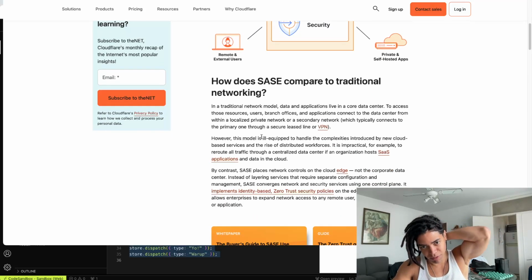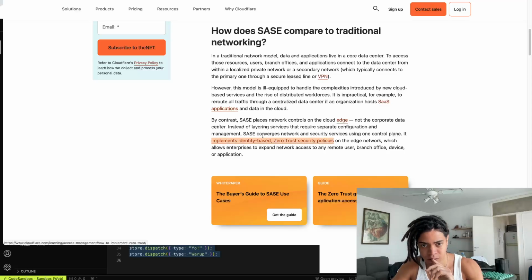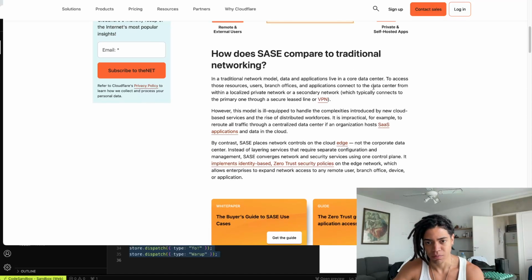How does SASE compare to traditional networking? In the traditional networking model, data and applications live in a core data center. To access those resources, users, branch offices, and applications connect to the data center from within a localized private network or a secondary network, which typically connects to the primary one through a secure leased line or VPN. However, this model is ill-equipped to handle the complexity introduced by new cloud-based services and the rise of distributed workforces. These are the two challenges here.